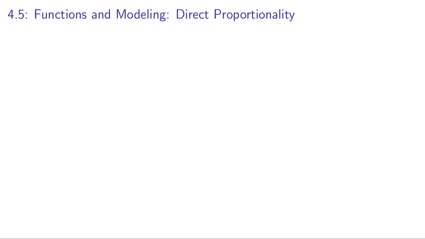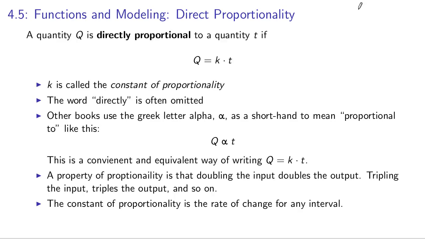Algebra 2, Chapter 4, Section 5, Functions and Modeling, specifically direct proportionality. So today we're going to discuss functions and modeling with functions. Modeling is the process of applying what we know to the real world, essentially. And we're going to really do this with a family of functions called direct proportionality. So first let's talk about what direct proportionality means.